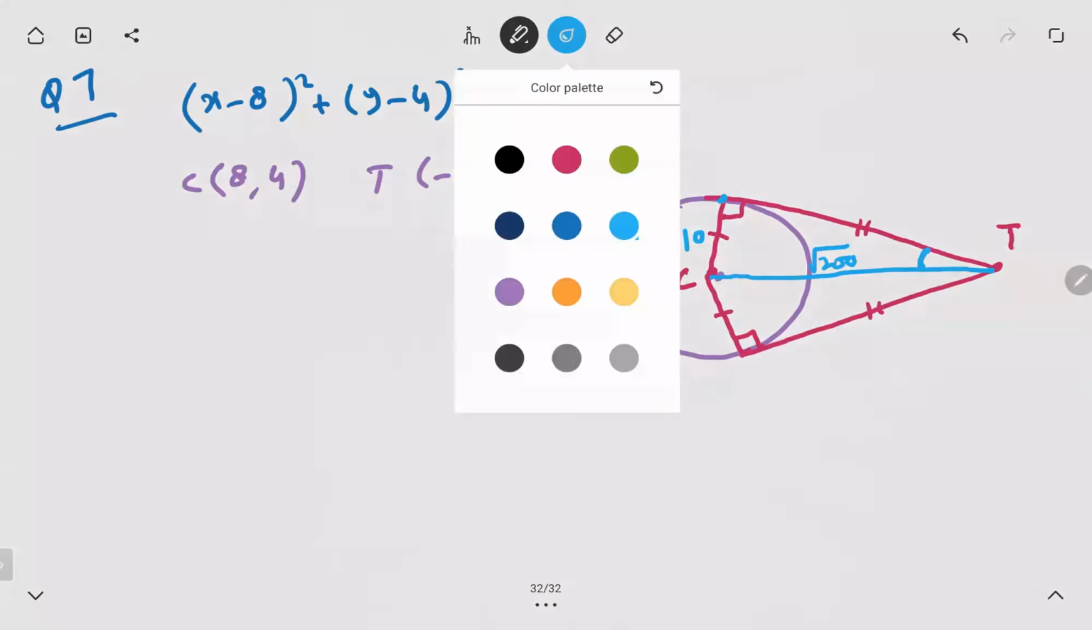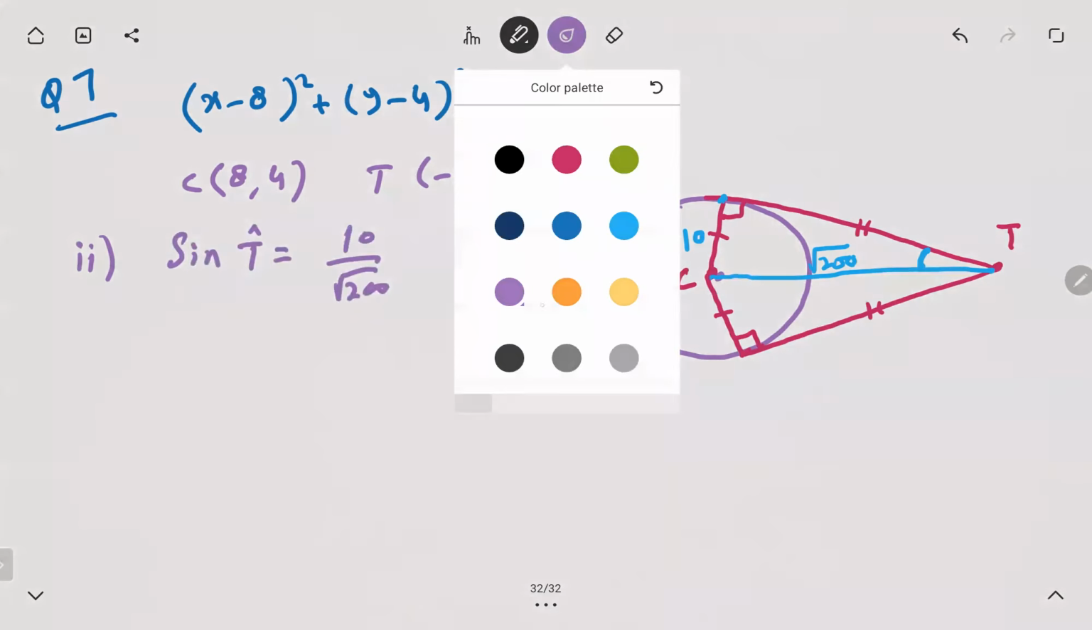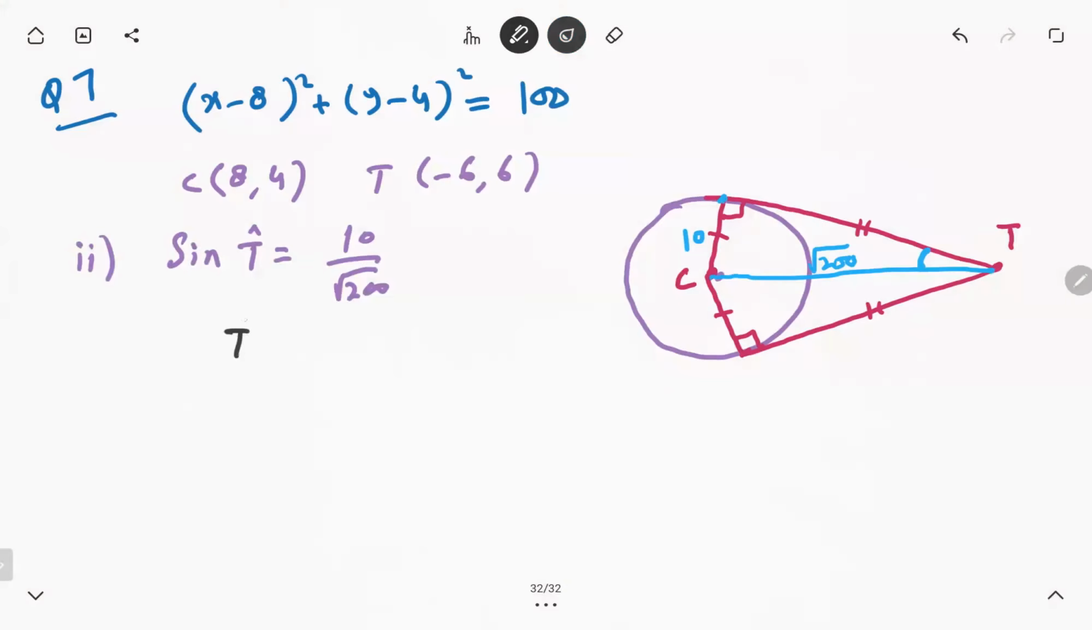Okay, you can use a trigonometric ratio to find that angle because it's a right angle triangle. If we use the sine ratio here, sine of angle T is equal to 10 over square root 200. So take the inverse sine, you will get the angle, and that angle should be 45 degrees. Is that clear? Those who are asking for part B, I hope it's clear.